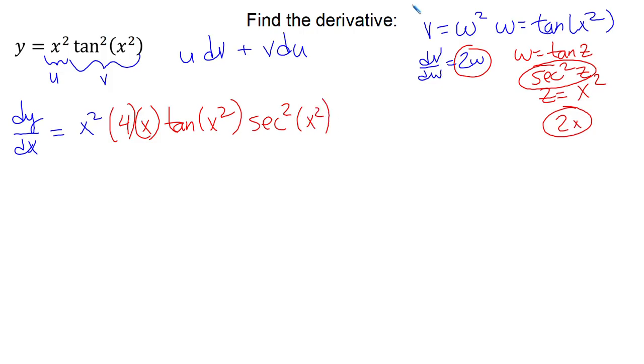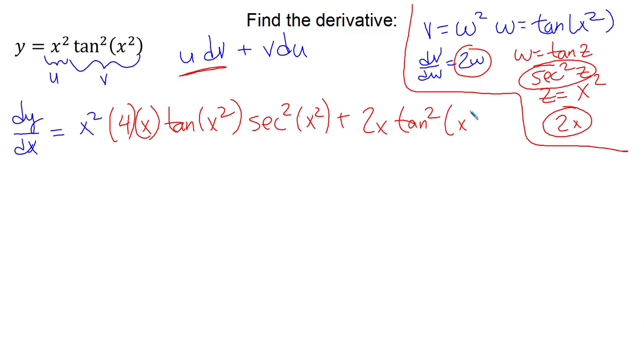Right? So quite a bit going on there. It's the product rule, but it's the chain rule within the chain rule to find one of those derivatives. And then be careful here not to forget that that's only the first half of the product rule. That's just our u dv. So then we need to add to that v du. The du is just the derivative of x squared, so that's 2x. And then we have the tangent squared of x squared as our v.